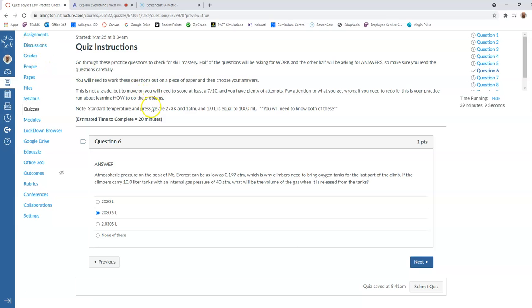After you finish the practice check, go into the independent practice, complete that, and you'll be ready to start the next gas law when we come back next class.